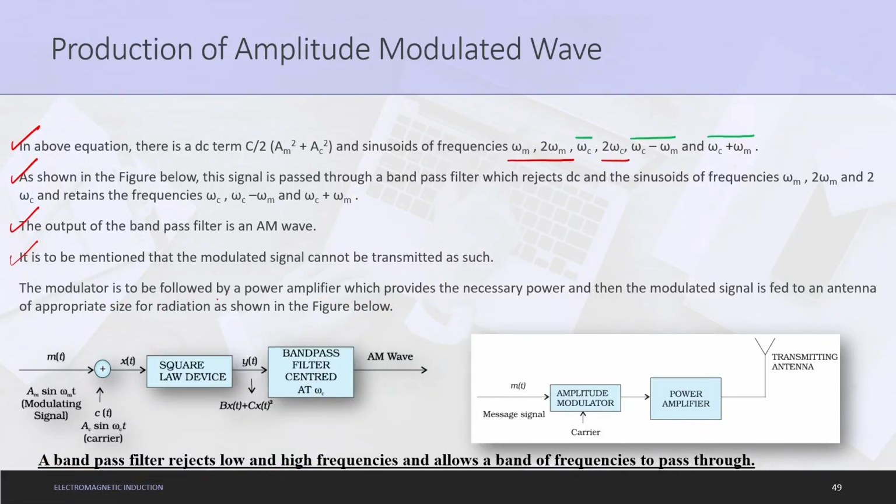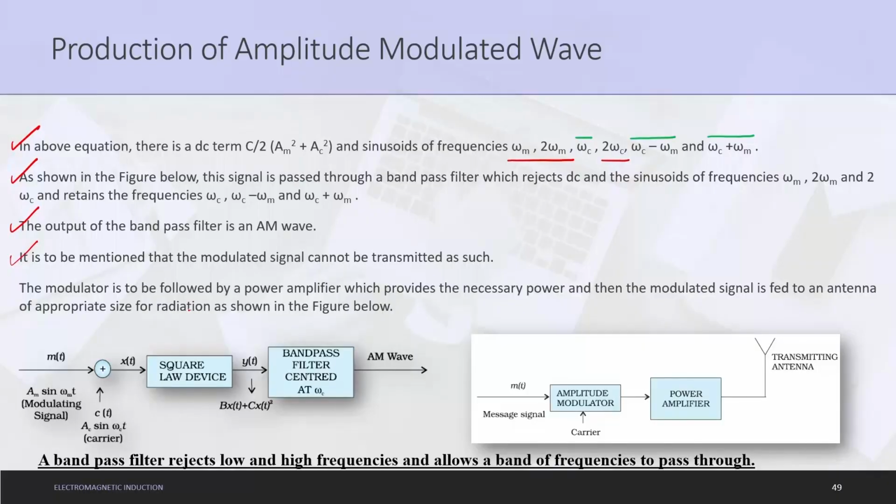The modulator is to be followed by a power amplifier. As the name suggests, what will a power amplifier do? It will increase the strength of the modulated wave. How will it increase the strength? It will try to increase its amplitude. After increasing its amplitude, there will be an increase in strength, and hence it will be easier for the amplitude modulated wave to get transferred from point A to point B.